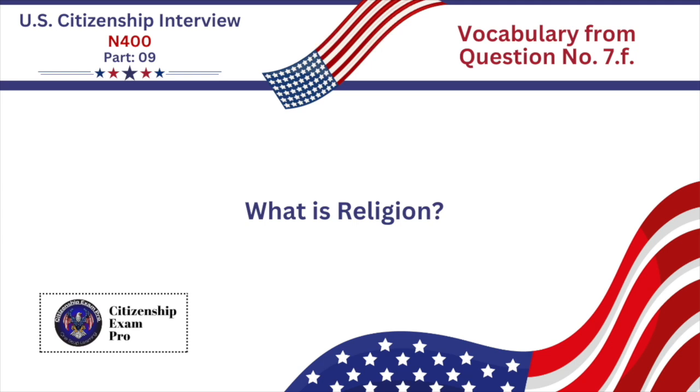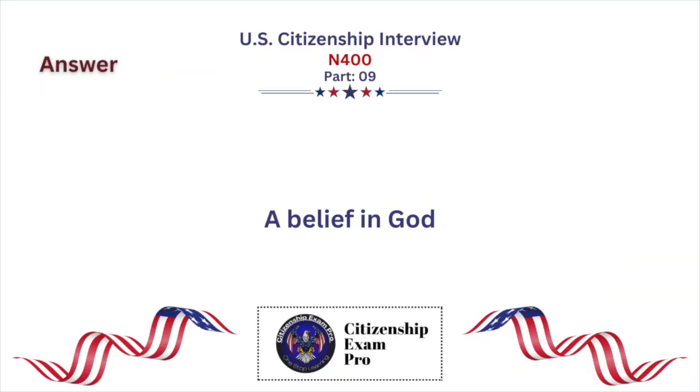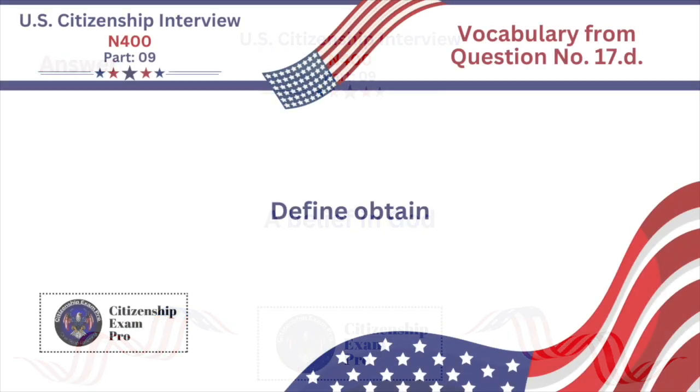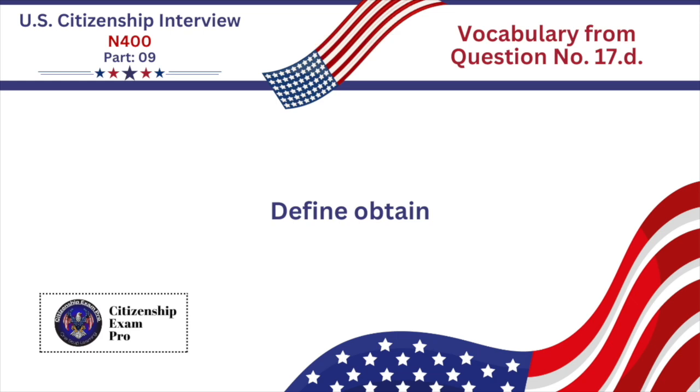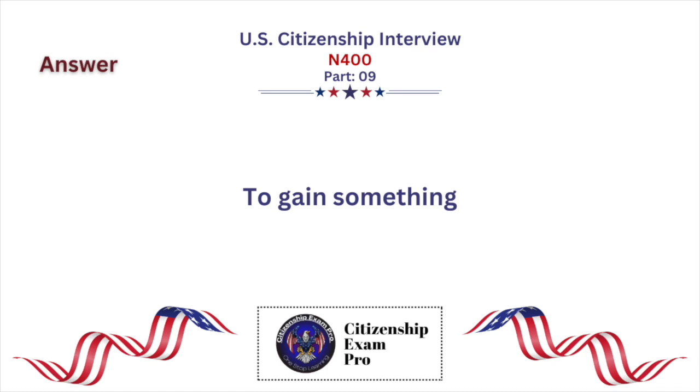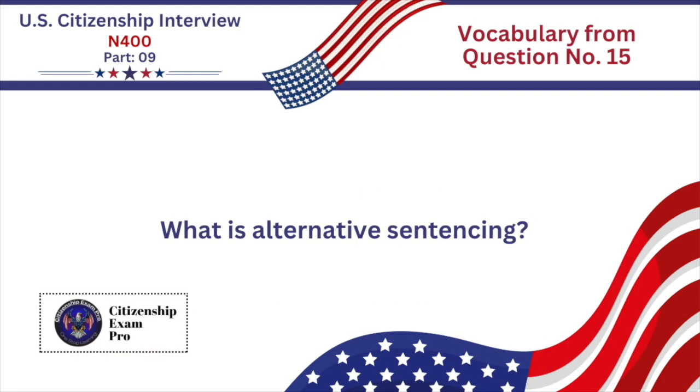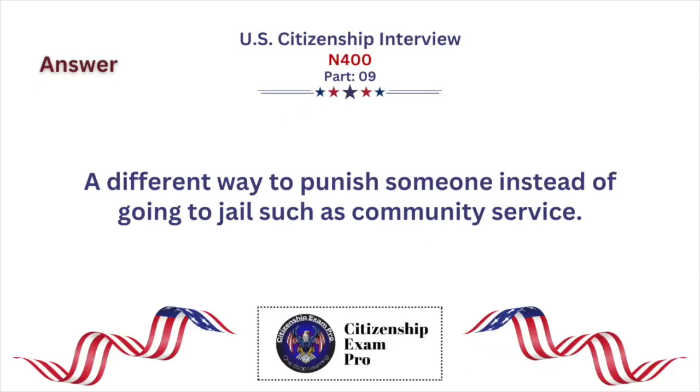What is religion? A belief in God. Define, obtain. To gain something. What is alternative sentencing? A different way to punish someone instead of going to jail, such as community service.